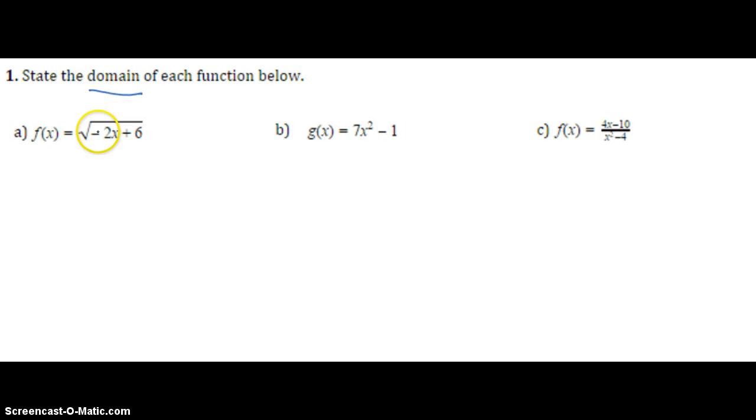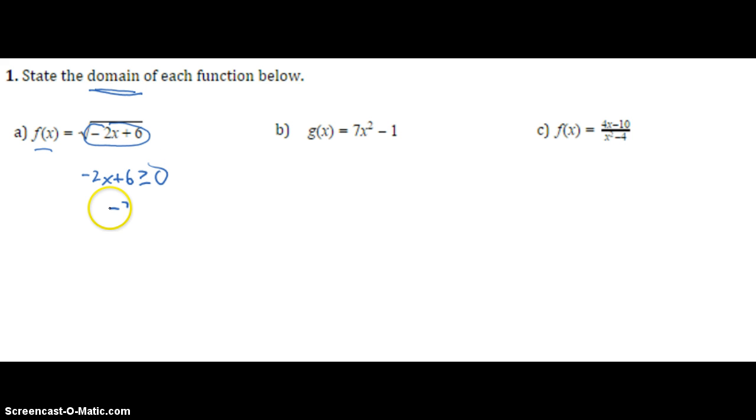For any question where we're given an equation and asked to find the domain of a function, we basically have to make sure that we're not square rooting any negatives and we're not dividing by zero. So in this equation, we are square rooting something. This has to be, well, not negative. And not negative is the same thing as saying greater than or equal to zero. So we're going to set up the inequality and just solve it.